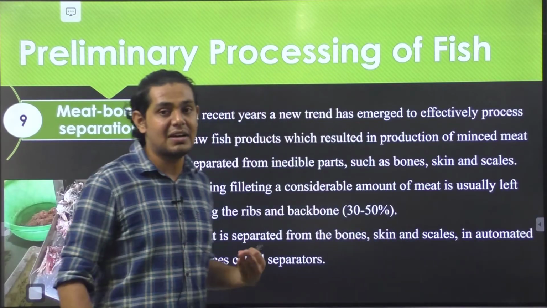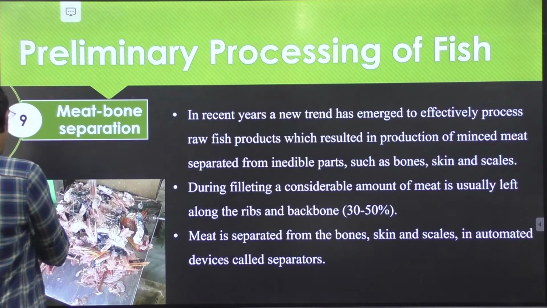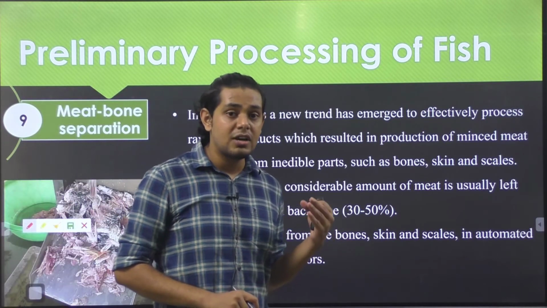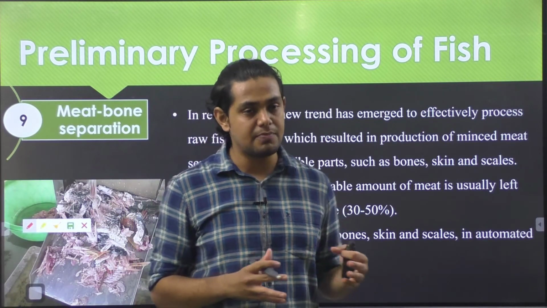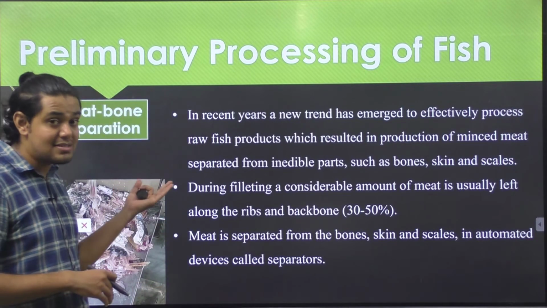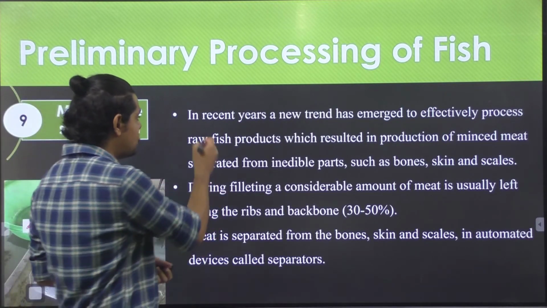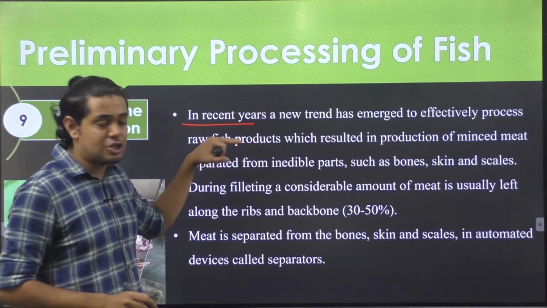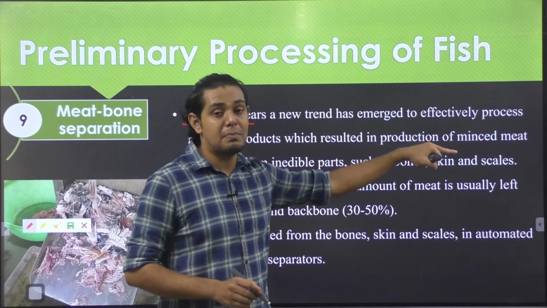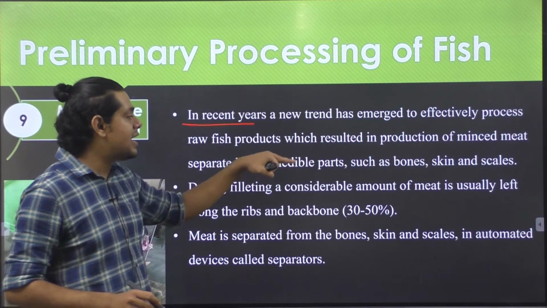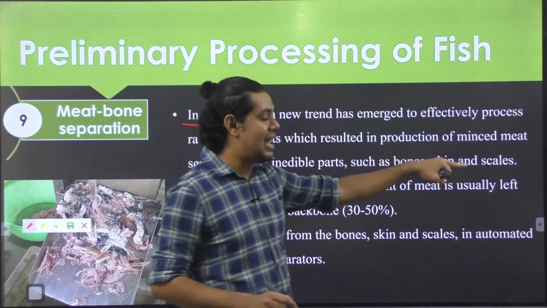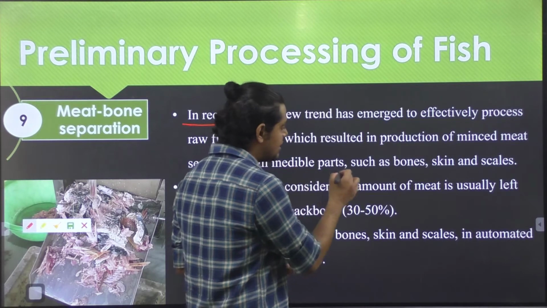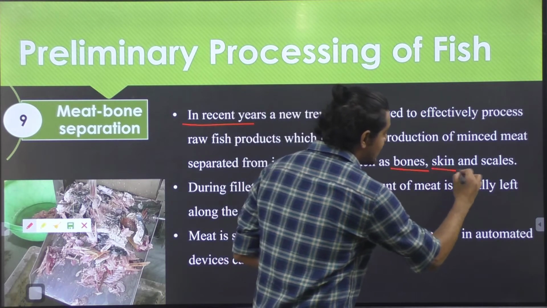Next, we have another important operation, that is the meat bone separator. This meat bone separator is ideally employed for preparation of minced meat. How exactly is this done? Let us have an understanding of that as well. In recent years, new trends have emerged to process raw fish product, which result in production of minced meat separated from the inedible parts such as bones, skin as well as scales. So whatever we are calling inedible parts are just the bones, skin as well as scales.